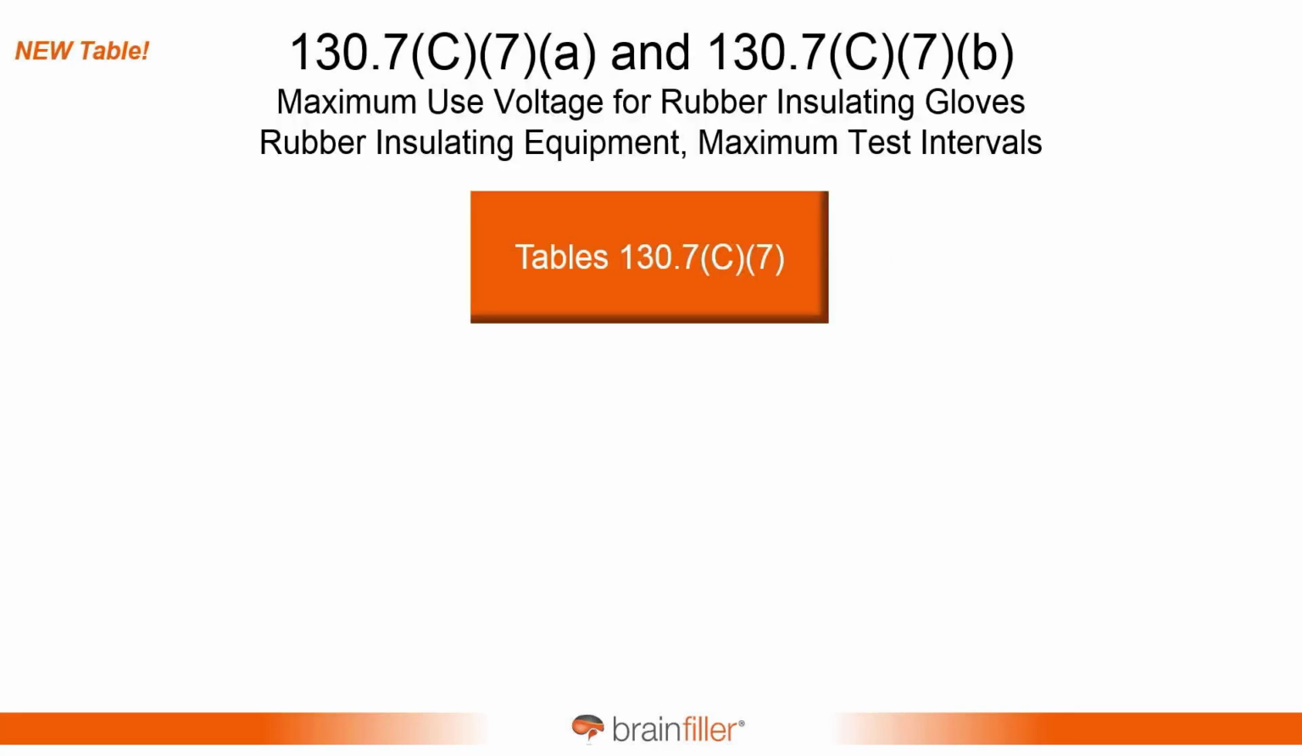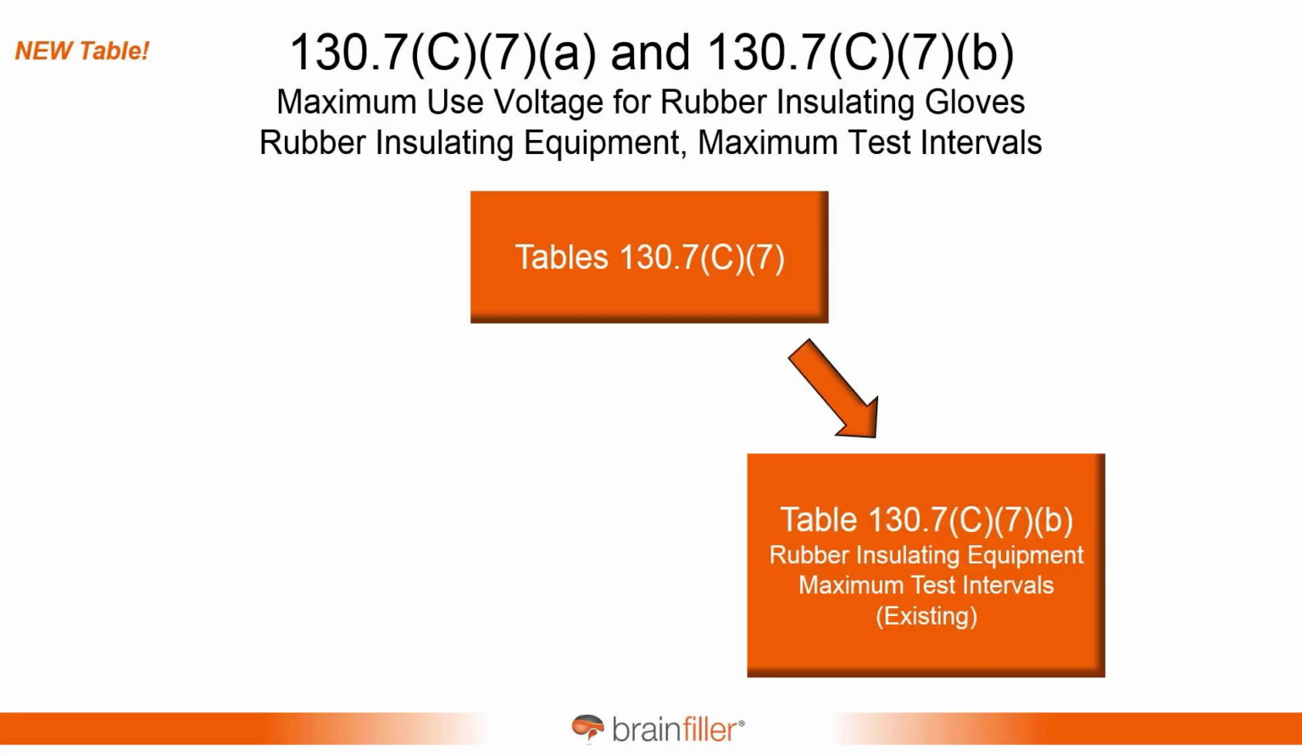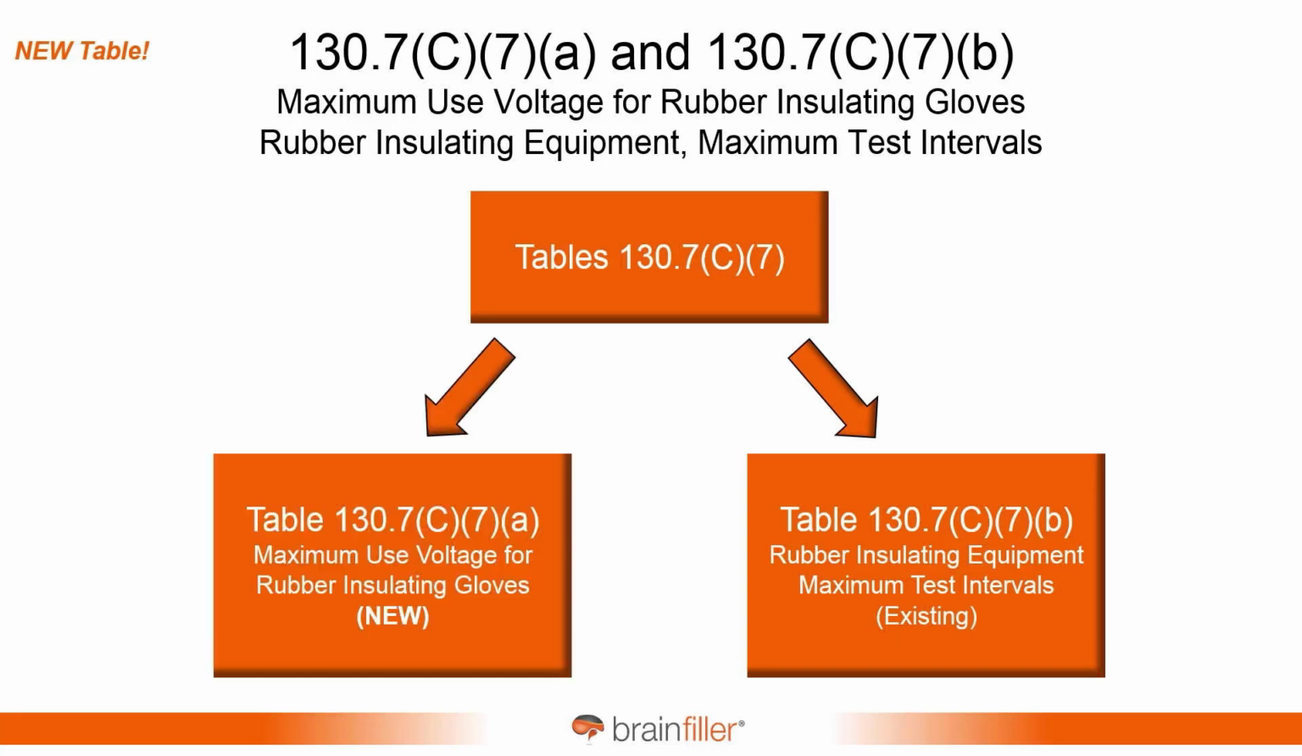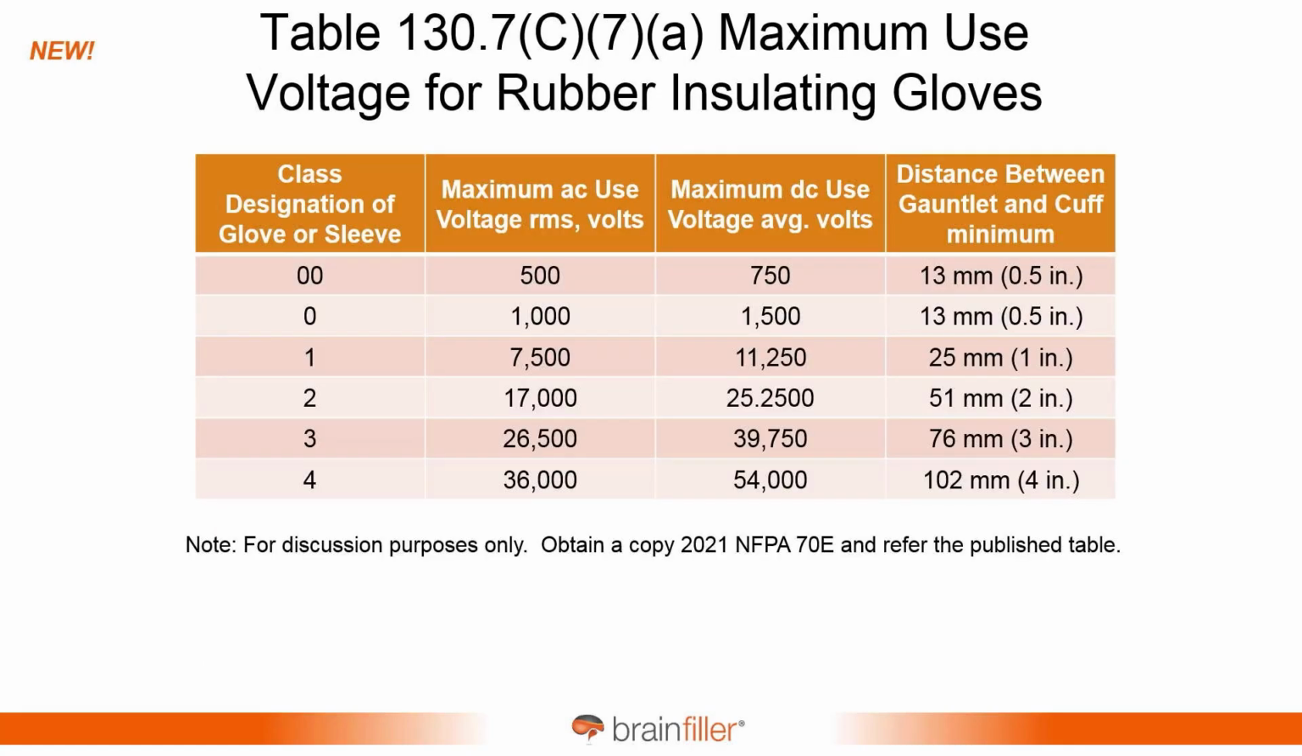Where we had one table, we now have two. There was a table which has now been renumbered as 130.7C7B, and this is for rubber insulating equipment, the maximum test intervals. That table still exists, but it's been renumbered, and we have a new table that was added, and this is for maximum use voltage for rubber insulating gloves. This is the new table right here.